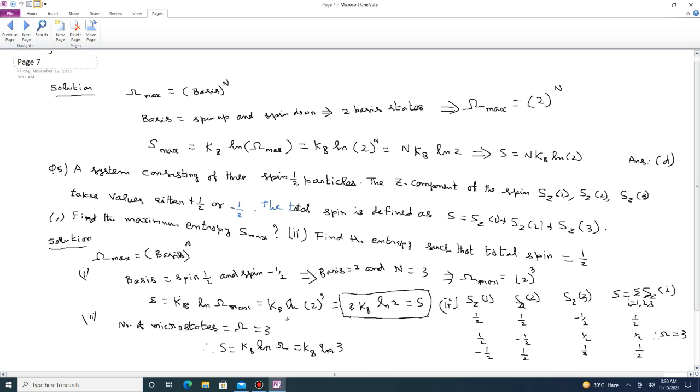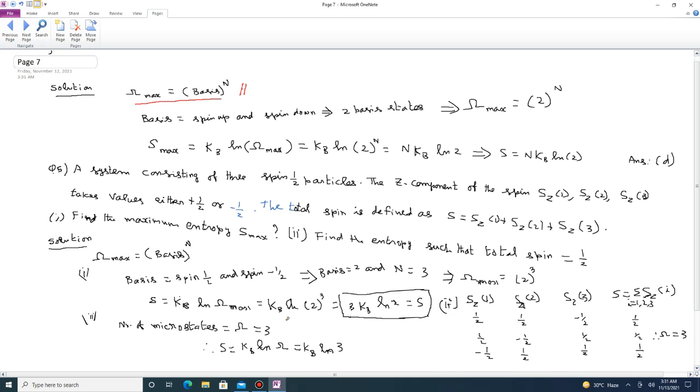Now here, there is one more way of finding the macro state. Omega maximum is equal to basis to the power n. So you can use this expression also.